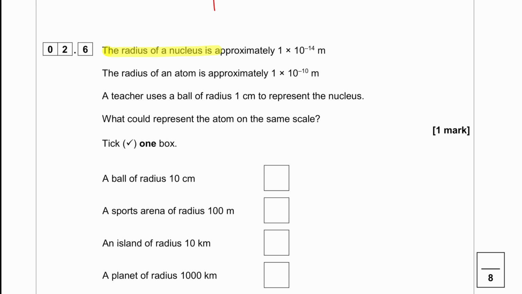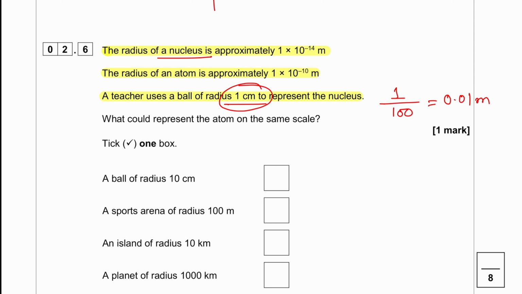2.6. The radius of a nucleus is approximately 1 × 10^-14 meters. The radius of an atom is approximately 1 × 10^-10 meters. A teacher uses a ball of radius 1 centimeter to represent the nucleus. So to represent the nucleus, the teacher uses a 1 centimeter ball. 1 centimeter divided by 100 equals 0.01 meters.